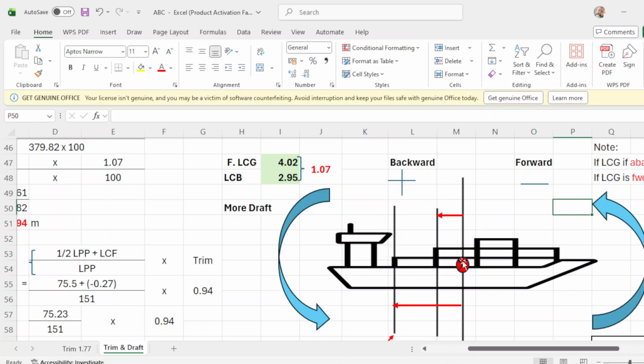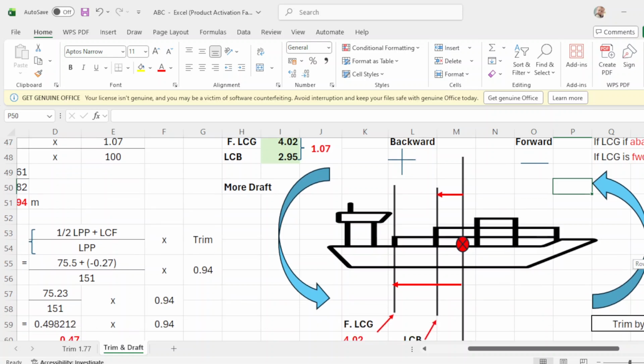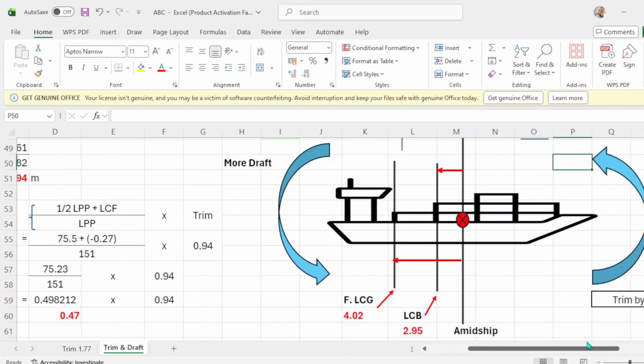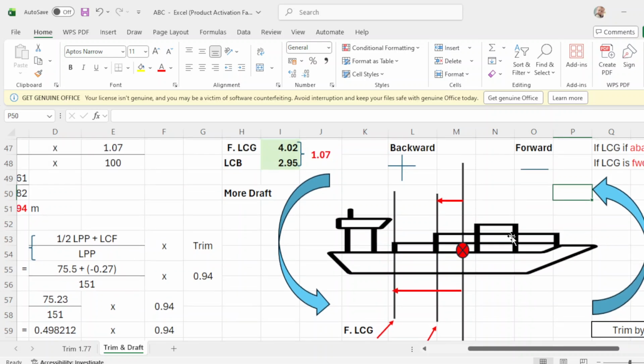Okay, from if this is your amidships, make sure from amidship going forward is negative. From amidship going backward is positive. Okay, since your forward LCG is positive, so it is measured from amidship going backward of 4.02. That will be, this is amidship of 4.02.